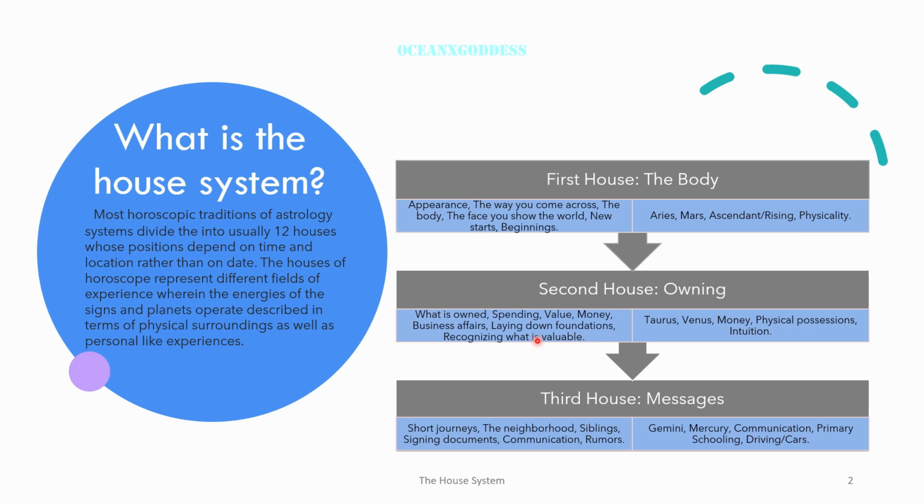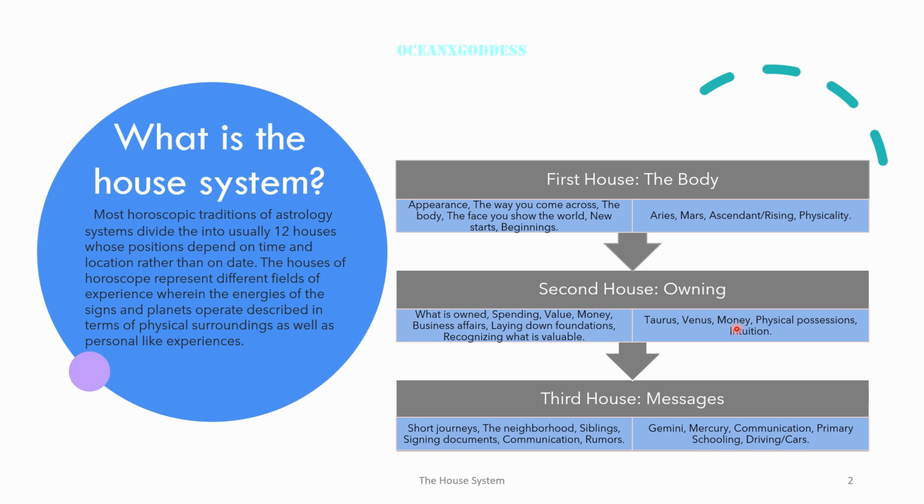So the second house is about owning. It is about what is owned, spending, value, money, business affairs, laying down foundations, and recognizing what is valuable. So some things that correlate to the second house is Taurus, because as we know, Taurus is the second sign. So you will have a lot of Taurus energy. You might not have Taurus in your second house, okay? Make that very clear. You may not have Taurus in your second house, but the second house has Taurus values, okay? It also has values of Venus, because Venus is Taurus's planet.